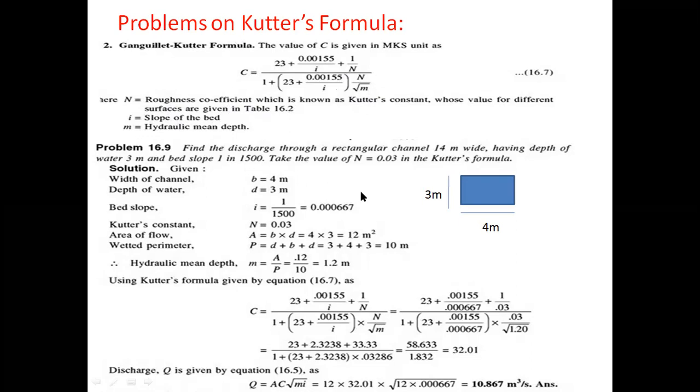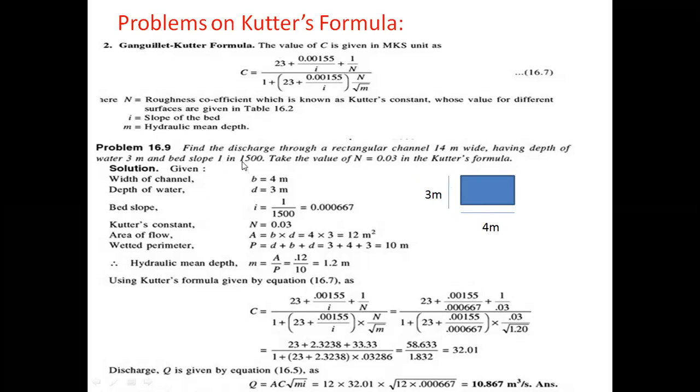Now based on this formula, the problem is to find the discharge through a rectangular channel 4 meters wide, and the depth of the channel is 3 meters. Slope, here there is a mistake. The depth of the channel is 3 meters.